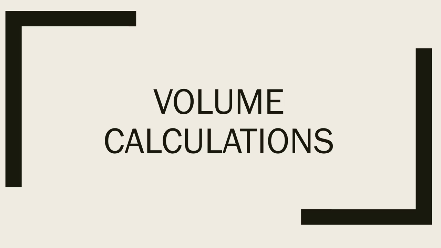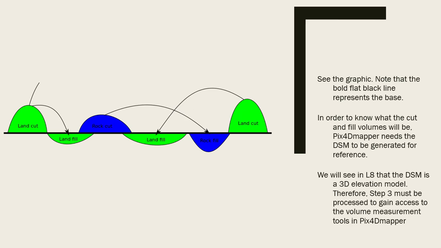If we look at this next graphic, the bold black line represents the base. In order to know what cut and fill volumes will be, Pix4Dmapper needs the DSM to be generated for reference. Now we'll see in the next chapter that the DSM is a 3D elevation model. Therefore, step 3 must be processed to gain access to volume measurement tools in Pix4D.